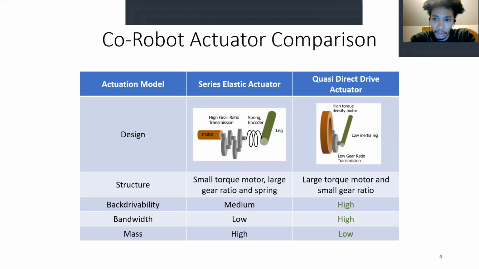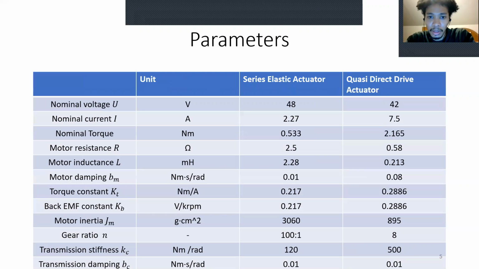And here we can see how the systems line up. The backdrivability of the QDD is high, also its bandwidth, and its weight is low. And as we said before, those are important components when we're looking at the best actuator for a robotic system. These are the parameters that we inputted into Simulink when we were trying to do our analysis to see how they compare.